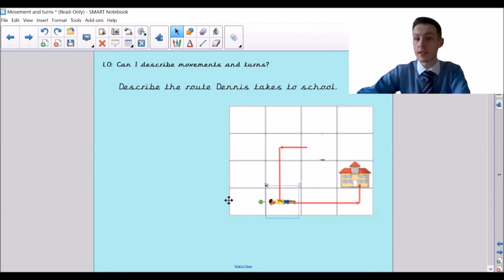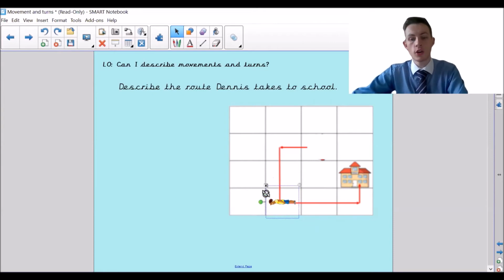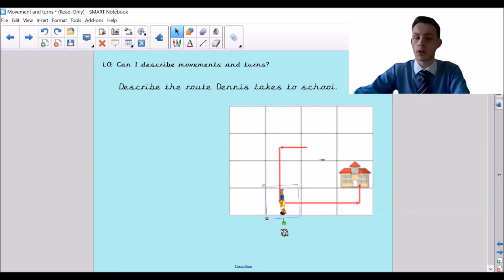Okay, so we're up to our second to last turn. We need to now decide whether we're going to turn him, which way and how much of a turn he needs to do to get on that red line. So he's currently facing down, so he either needs to turn a quarter turn anti-clockwise or a 3/4 turn clockwise. So there are your 2 options there.